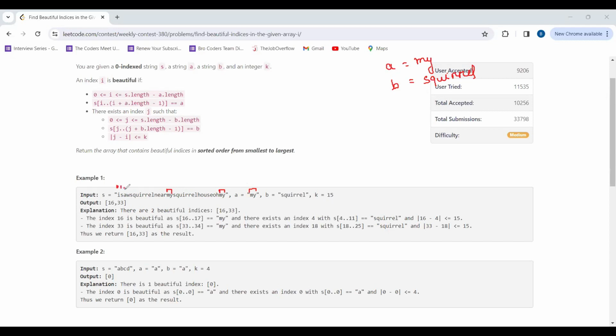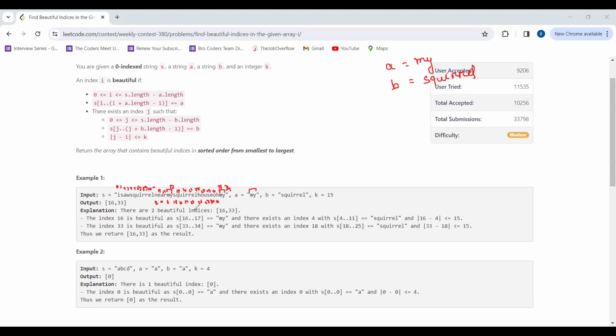0, 1, 2, 3, 4, 5, 6, 7, 8, 9, 10, 11, 12, 13, 14, 15, 16, 17, 18, 19, 20, 21, 22, 23, 24, 25, 26, 27, 28, 29, 30, 31, 32, 33, 34.